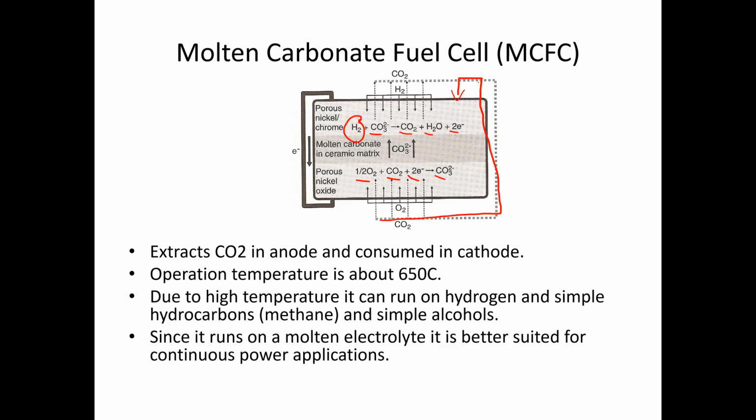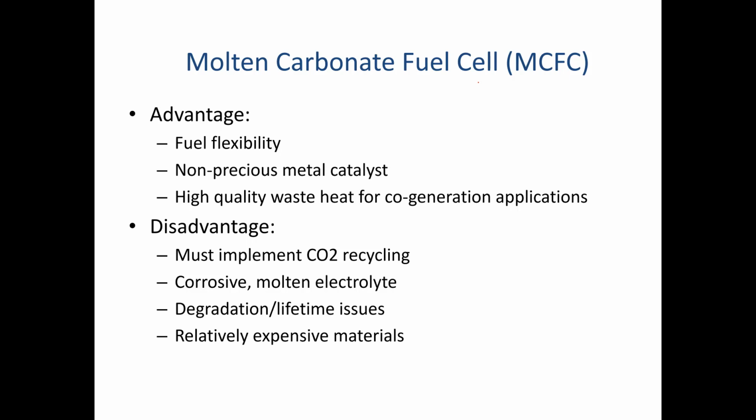So due to the high temperature, it can run on hydrogen and simple hydrocarbons such as methane and simple alcohols. And since it runs on a molten electrolyte, it is better suited for continuous power applications. So this has a great advantage in fuel flexibility, also in non-precious metal catalysts, and it has high quality waste heat. Since it operates at 650 Celsius, it could be great for cogeneration applications. The disadvantages are that it must implement CO2 recycling, the molten carbonate is corrosive, you have degradation lifetime issues, and the materials are relatively expensive.